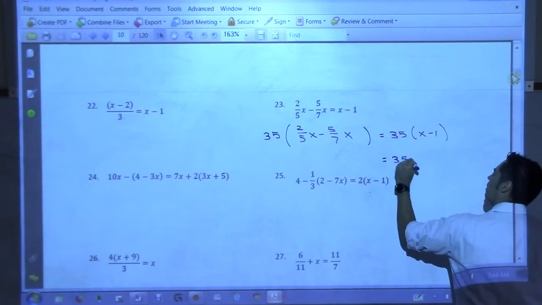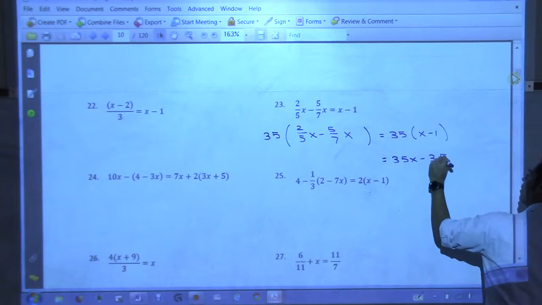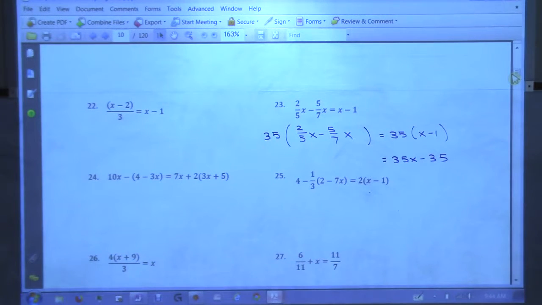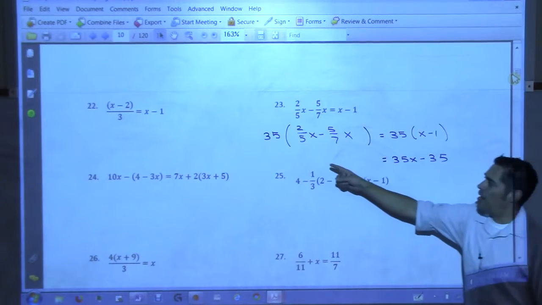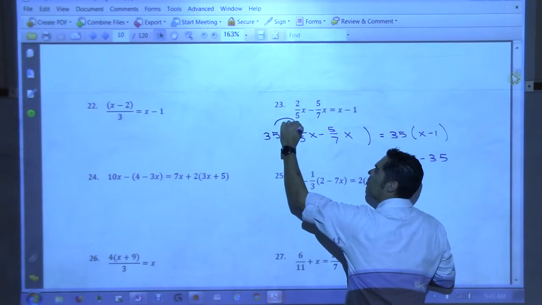35x minus 35. Good. Okay, we're all on board with that? The left side's a little more challenging, but let's just see how you feel with it. You want to continue? Okay, on the left side, I'm just curious to know what you get here and how you're doing it.